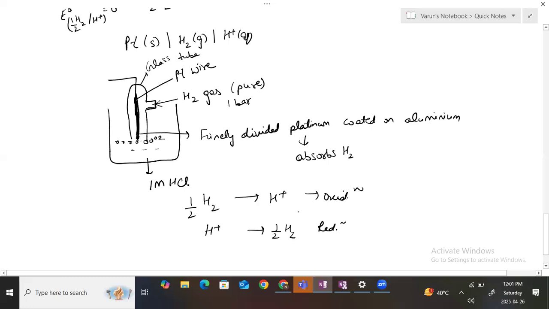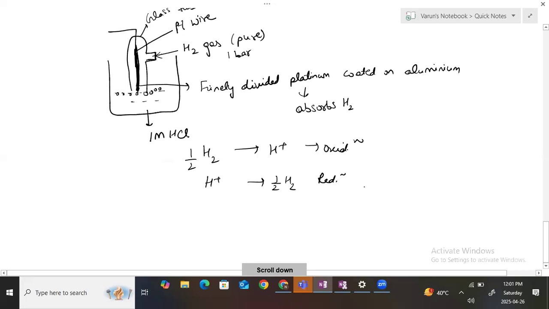So that's why we took hydrogen. And how it works, it can perform both oxidation as well as reduction. Any doubt? No, no doubts.